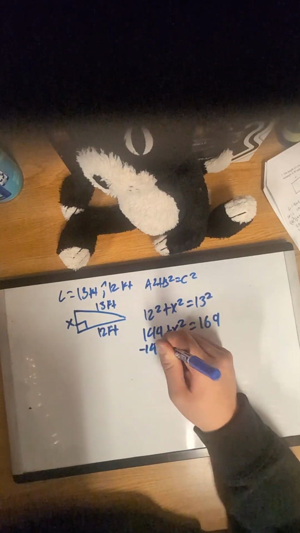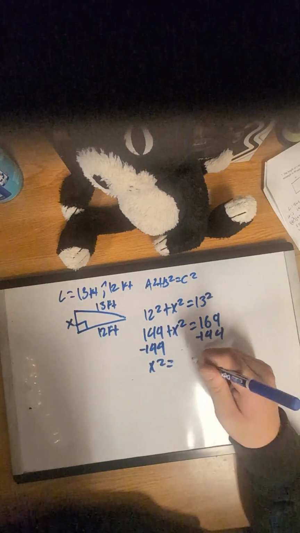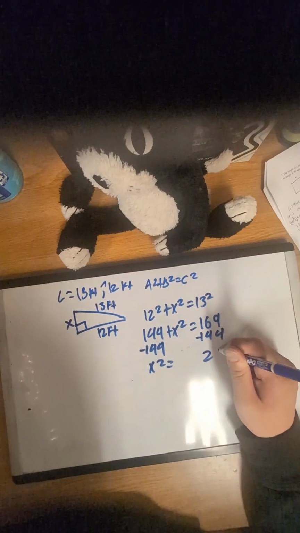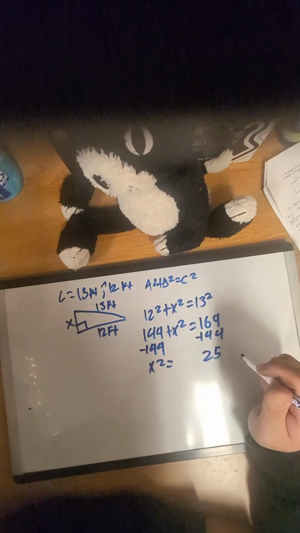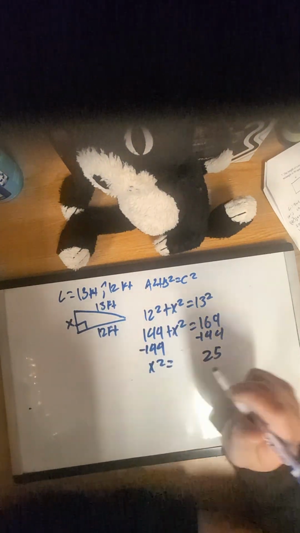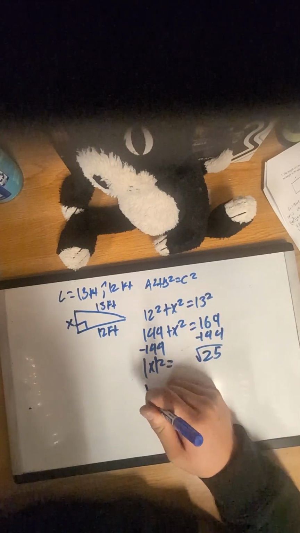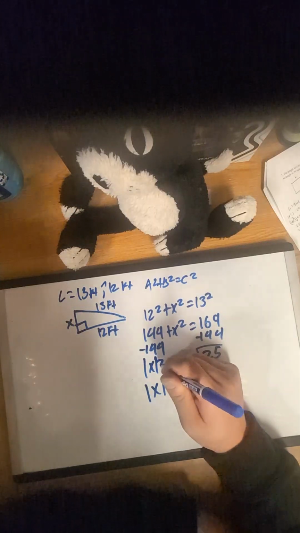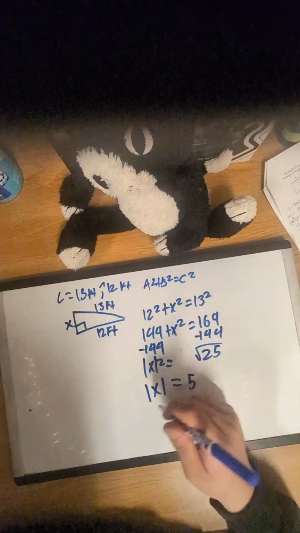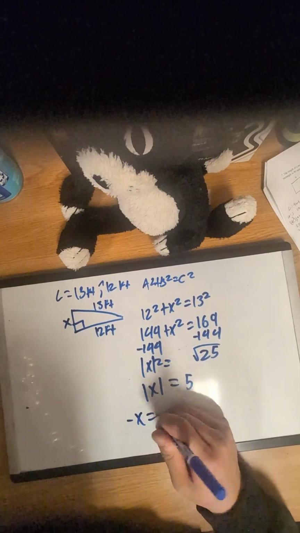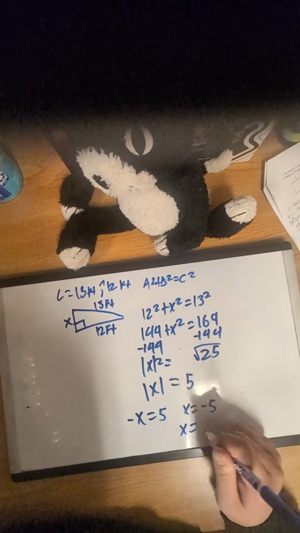Minus 144 to isolate the x. Minus 144 here. X squared equals, and this becomes 25. X squared equals 25. But remember, since it's squared, we want to apply our absolute value and square root. So, square root of this and absolute value of x. So, absolute value of x, which undoes the squared, equals 5. This becomes a negative and positive 5. So, x equals negative 5, and x equals positive 5.